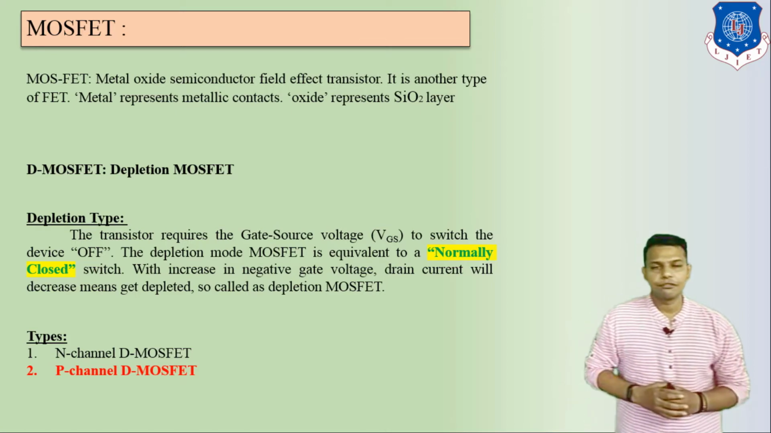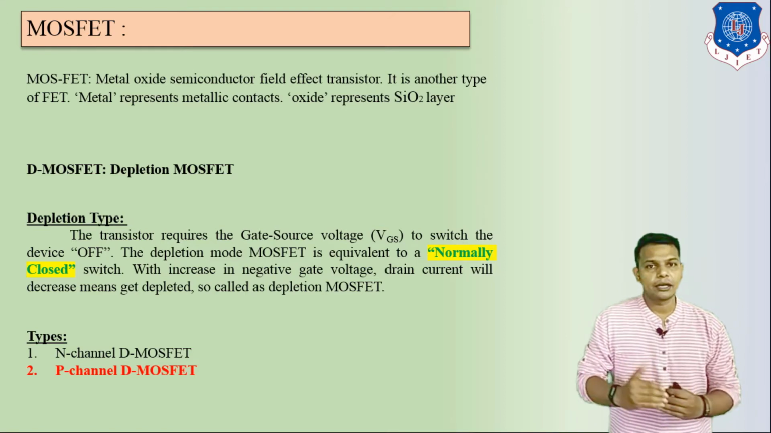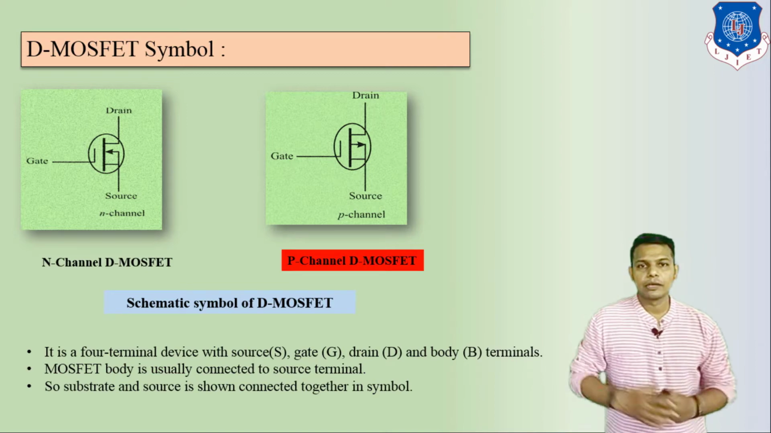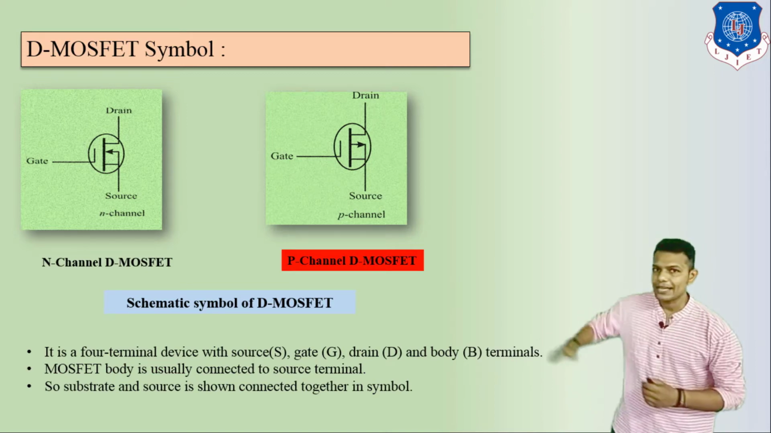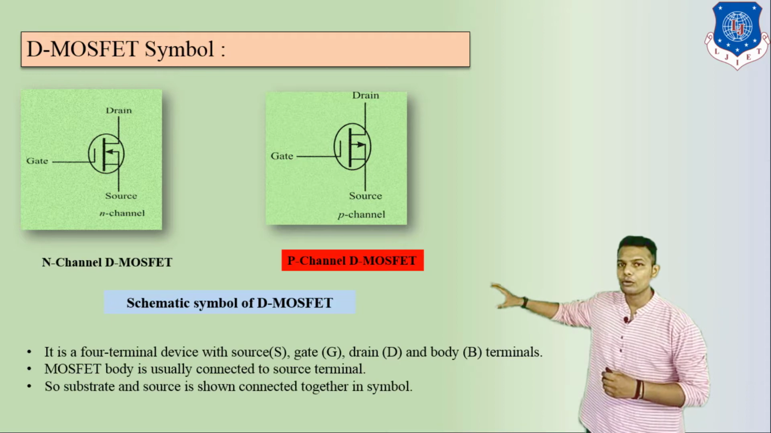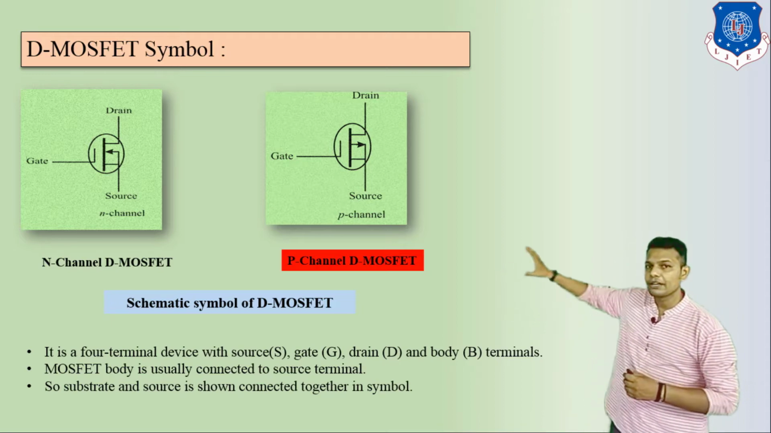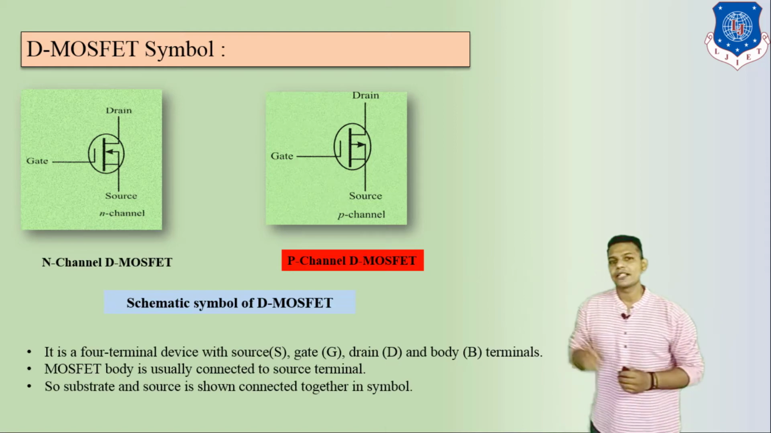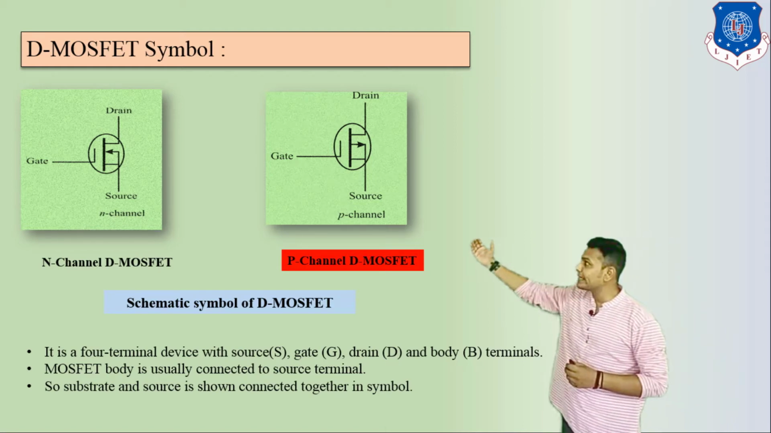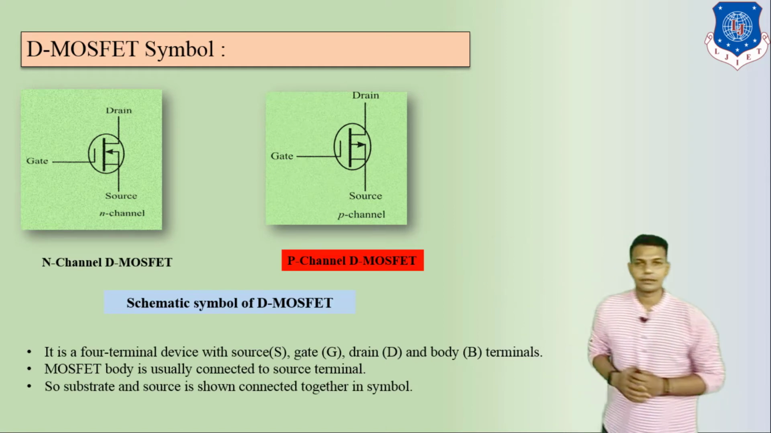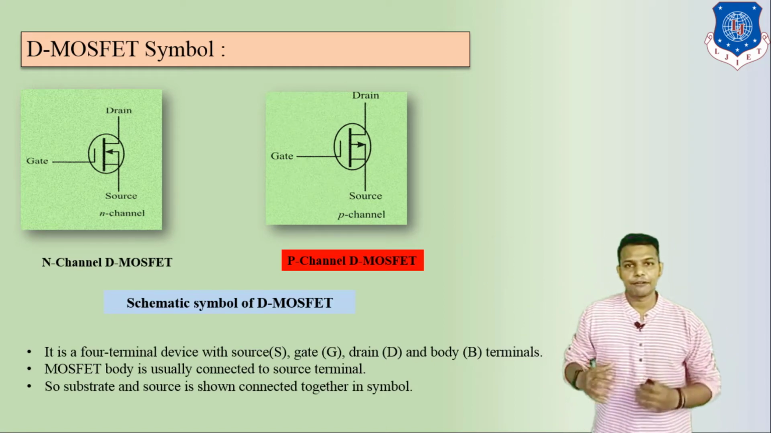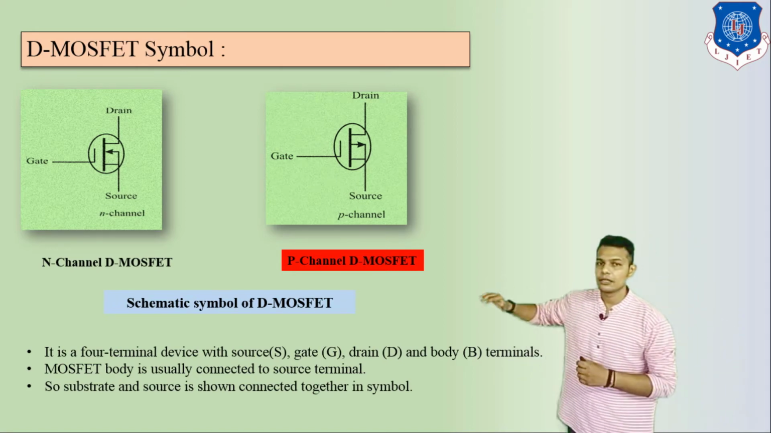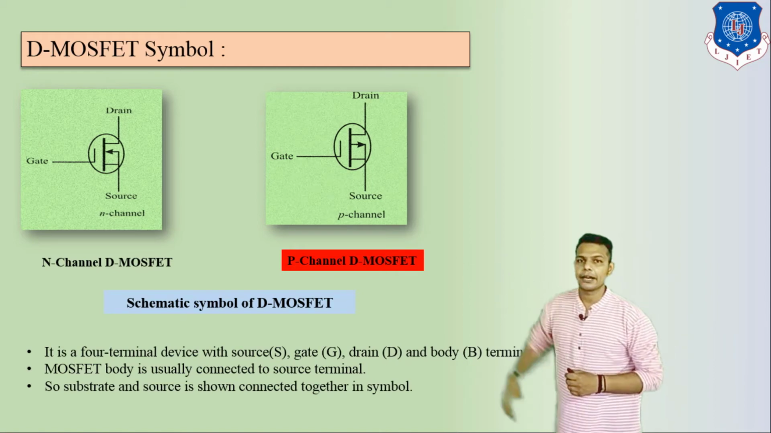Now in this lecture we are going to discuss P-channel D MOSFET. So here is the symbol of D MOSFET. As we discussed earlier about N-channel, now here we can see the P-channel D MOSFET symbol. There is one slight change: the arrow indication is outside. That is the difference between the P-channel and N-channel, because in N-channel the arrow indication is inside.